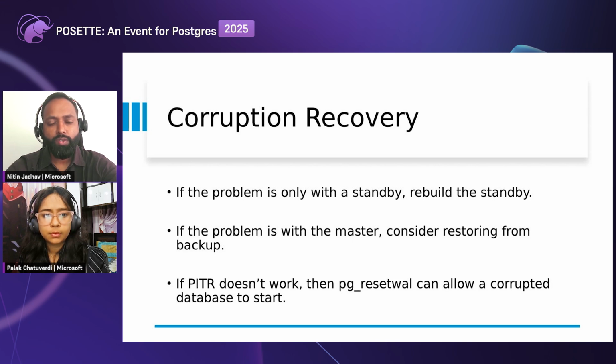So next, let's see how we can recover from the corruption in this case. If the problem is only with the standby, then rebuild the standby. If the problem is with the master, then consider restoring it from the backup. If the restore doesn't work, then we can use the pg_resetwal tool to reset the data and successfully recover from the corruption. But in case of pg_resetwal, there is a possibility of some data loss. So we need to use this as the last option.